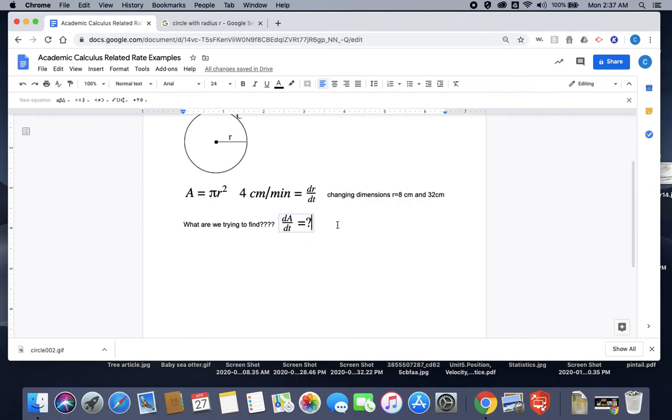All right, so let's start here. New equation. We're going to want to find the derivative, I'll use the square brackets, of our area equation. Area equals pi r squared.